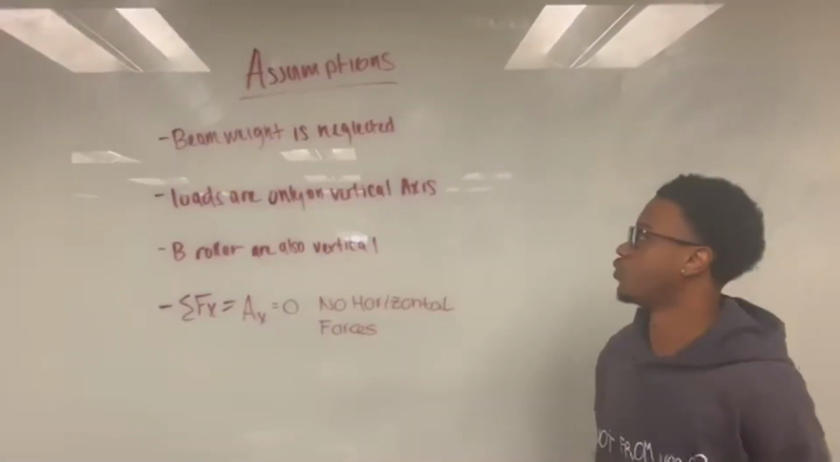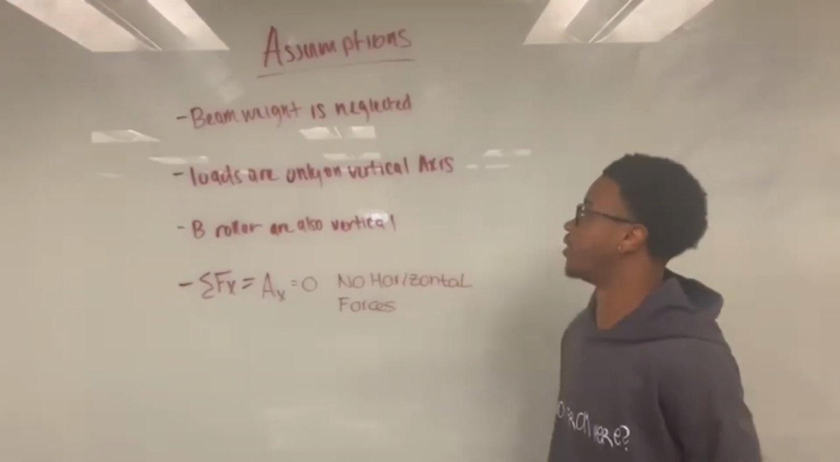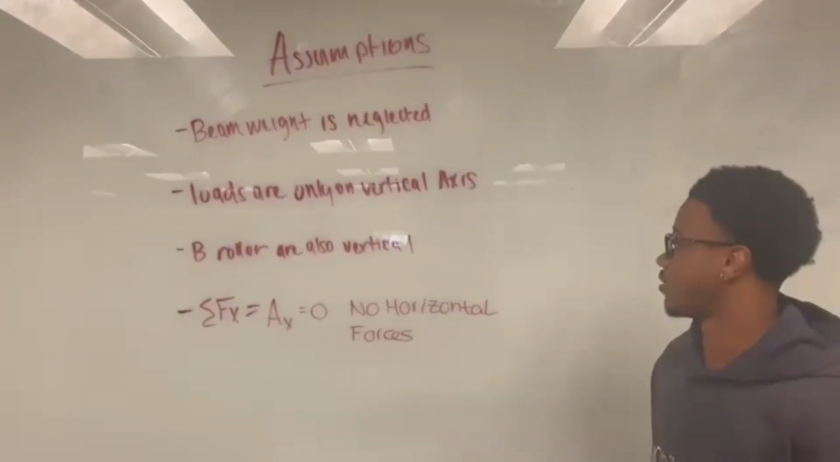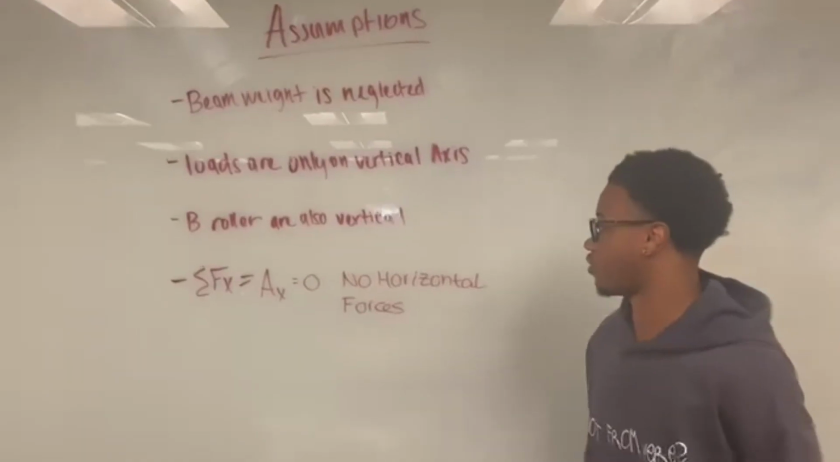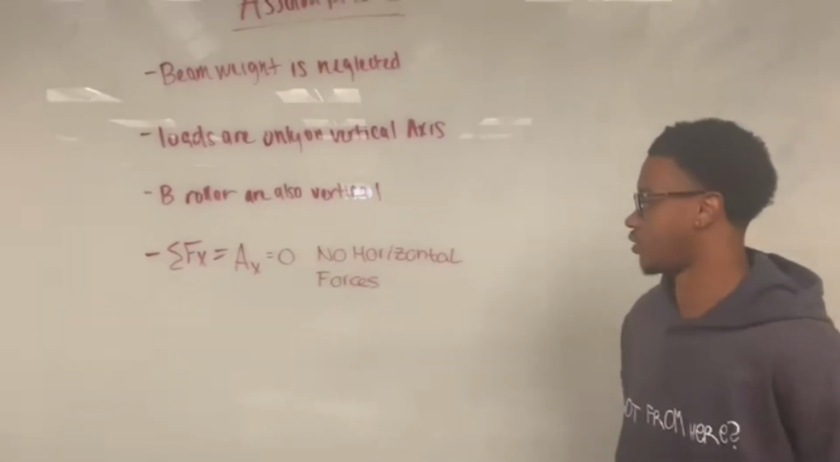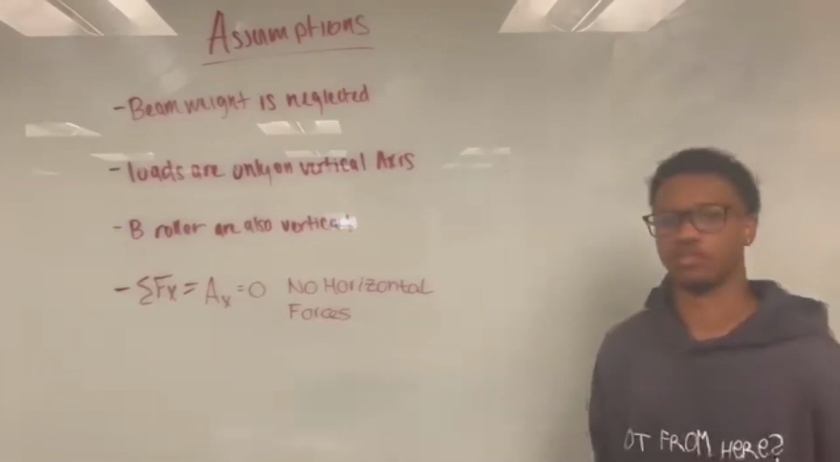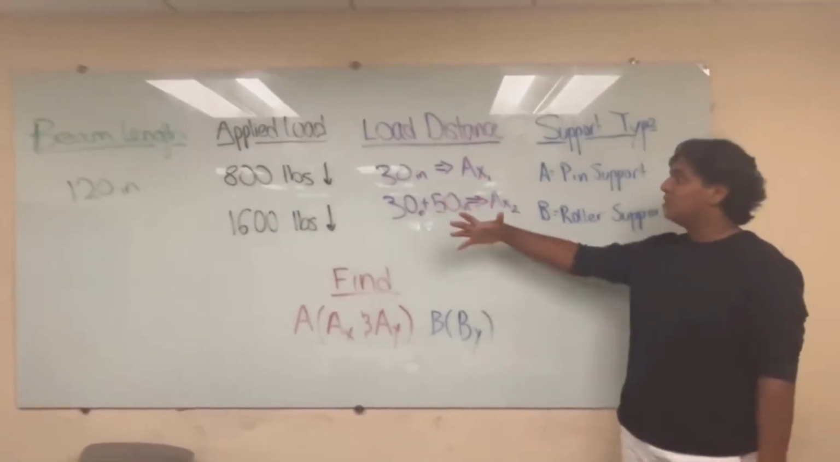For our assumptions, we assume that the beam weights are neglected. Loads are only on the vertical axis. The B roller is also vertical, and the sum of Fx, which equals Ax, is equal to 0, which means no horizontal forces. So next we're going to find our knowns and unknowns.